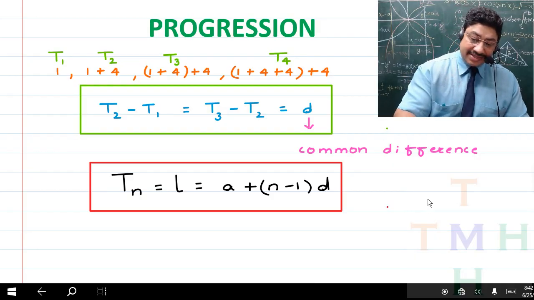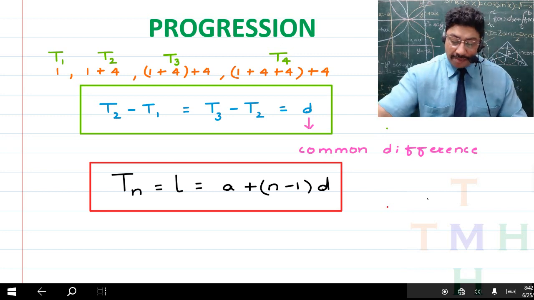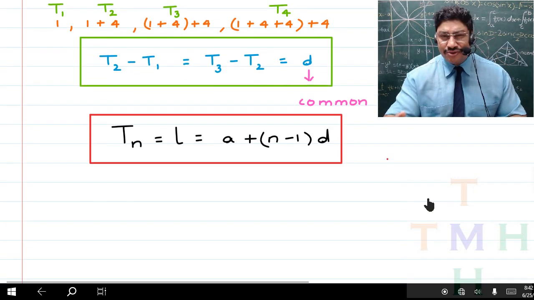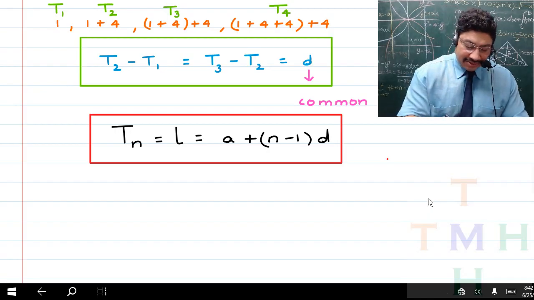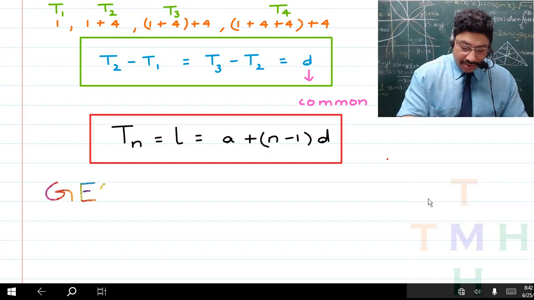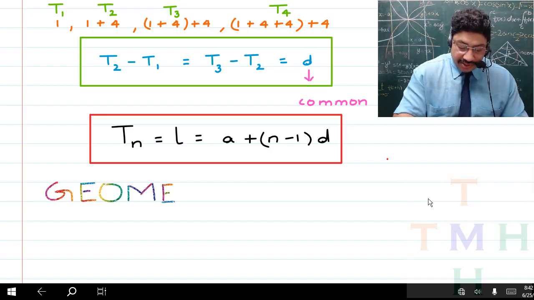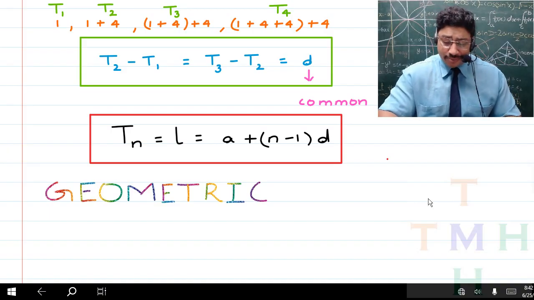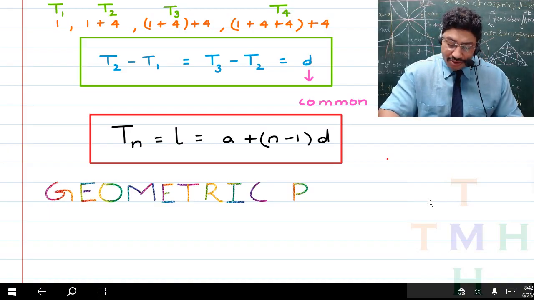Now if we are interested in talking about the geometric progression, children, then in place of addition you just have to multiply. So that is the only difference. So here we are going to talk about geometric progression, right? And we are celebrating this with a special color, which as you can see is the rainbow color, right? So here we are talking about a geometric progression.